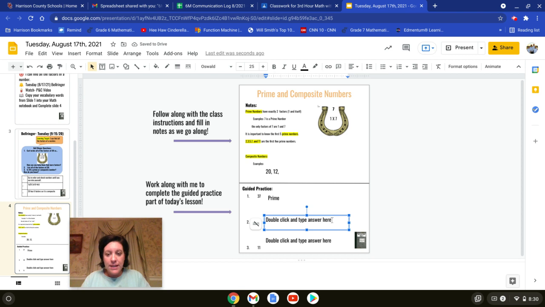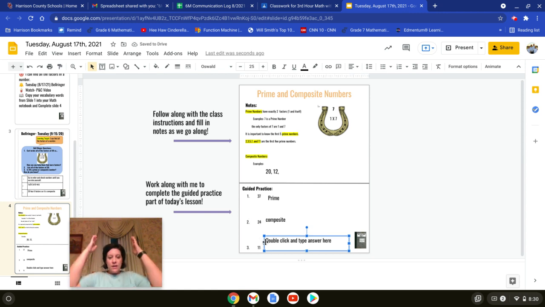24, it's composite. It has more than 2 factors. And 11 is one of our first 5 prime numbers, so it is also prime. So we know the first 5 prime numbers. You can use that information. You could take 37, for example, and divide it by 2. It doesn't work. You get a decimal.